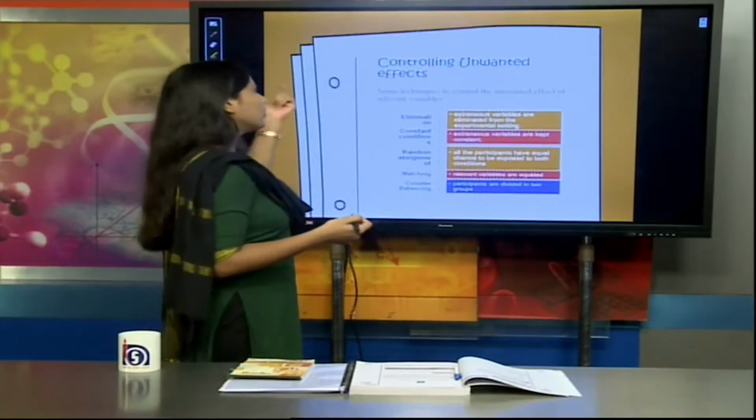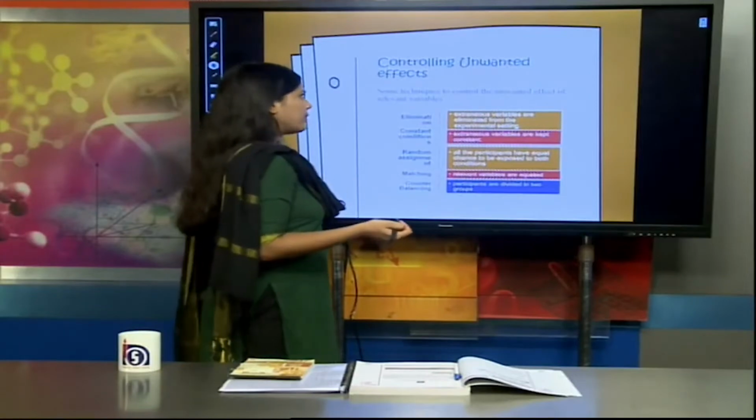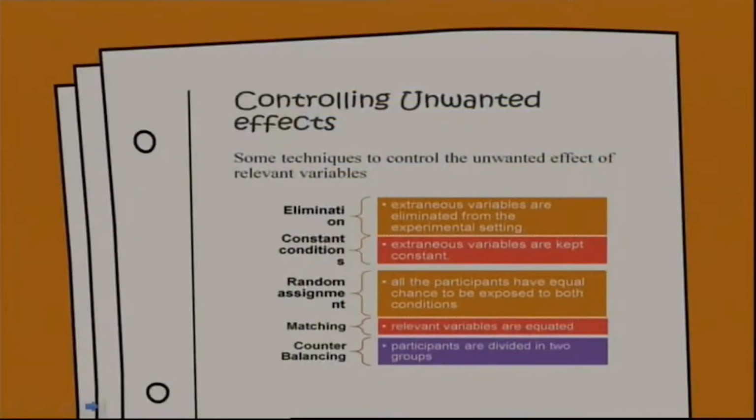Next we have the unwanted effects of the study, which we were just discussing: organismic variables and sequential variables. So now we are talking about how to control the unwanted effects in a research study. Some techniques to control the unwanted effect of relevant variables are these. So let's start with the first, elimination.